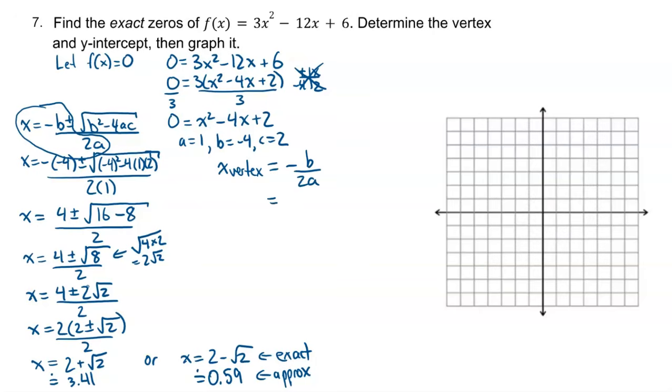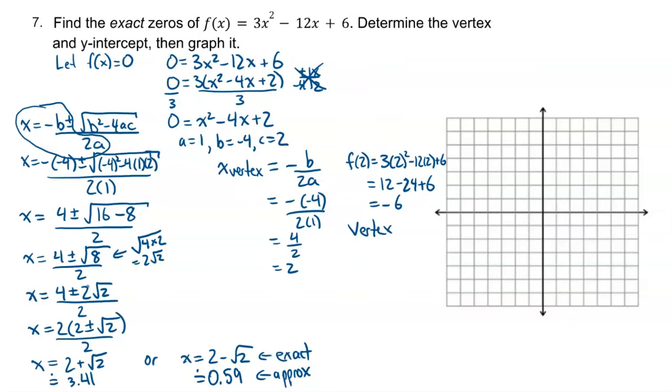So negative b over 2a, I'll put this in to convince you that it's going to be 2. We get negative 4 divided by 2, which is positive 4 over 2, which gives me 2. And so what we can do is sub 2 into our equation now. And so when we sub 2 into our equation, we just replace the x's with 2, and we get 12 minus 24 plus 6. That gives me minus 6. And so that means the vertex of this is going to be at 2 and negative 6. So we've got the zeros and we have the vertex. The last thing it said was the y-intercept.